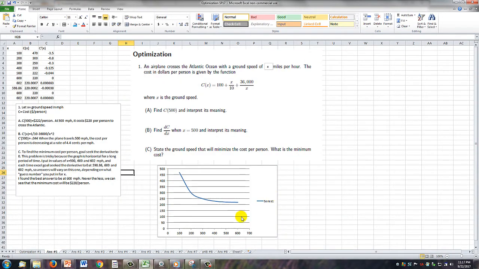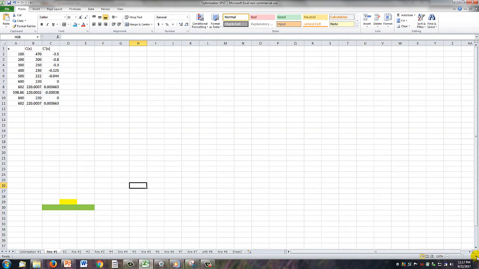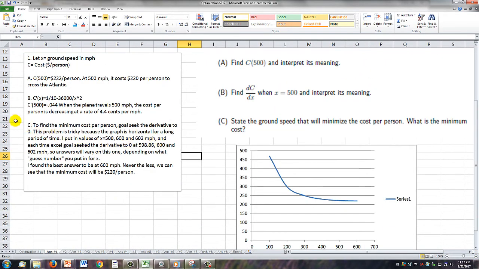Okay, and before we leave this, I did click on the answer key because I have some good discussion here. Again, it says to find the minimum cost per person, goal seek the derivative to 0. This problem is tricky because the graph is horizontal for a long period of time.